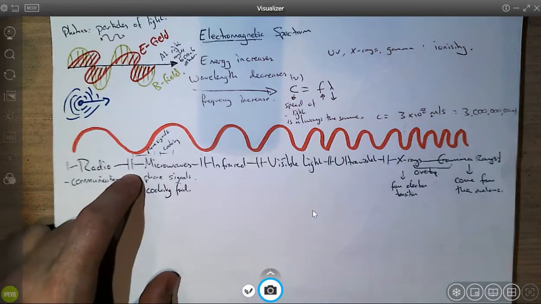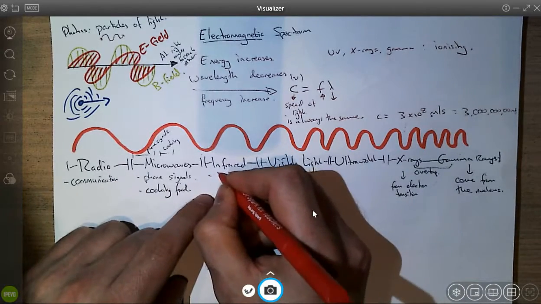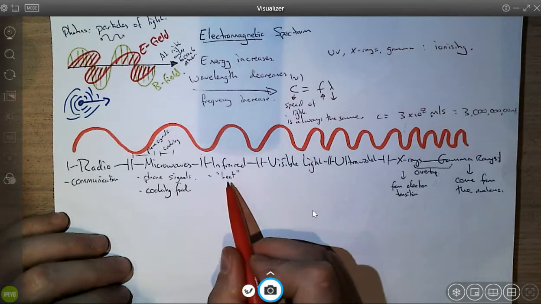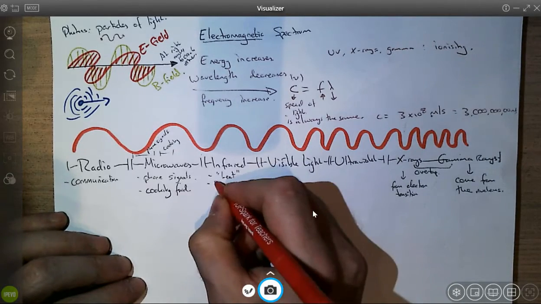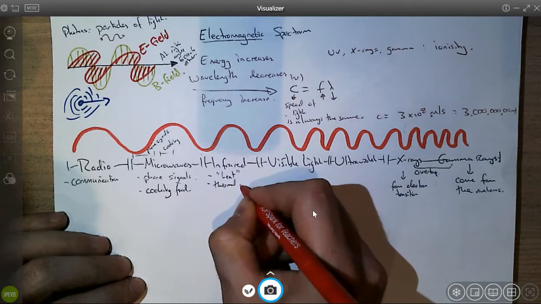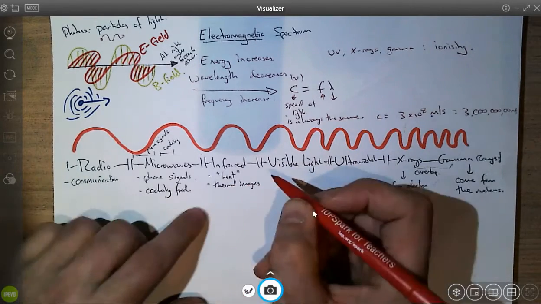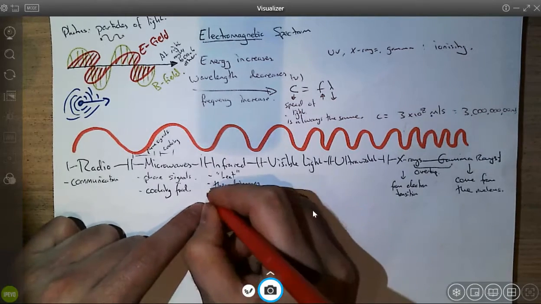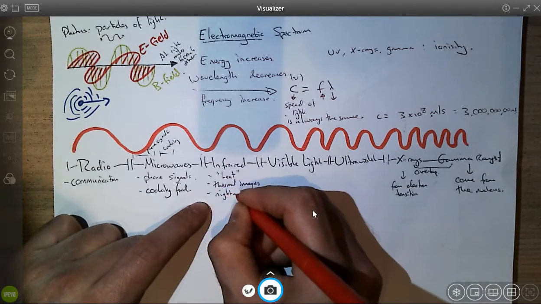And then we can really stress to students that it is safe to use a phone and it's not going to cook our brain. Infrared is often known as heat, because anything that's hot is giving off a lot of infrared. We can get some really great thermal images as a result, and it's really worth spending time showing students these. They absolutely love them. And then it explains things like night vision.